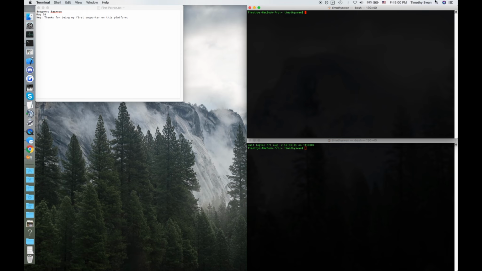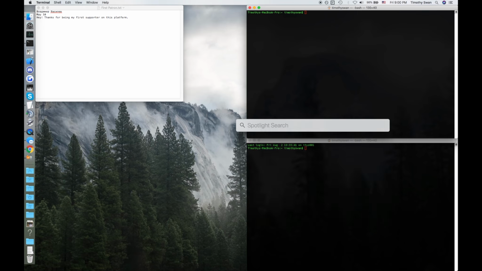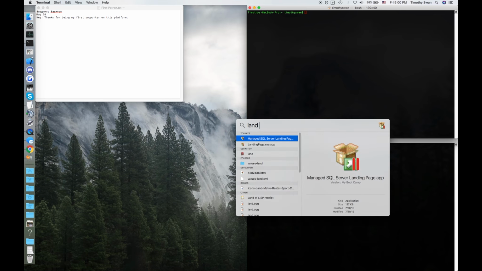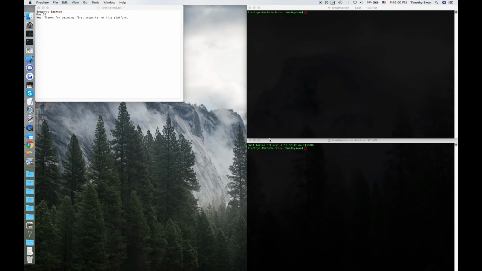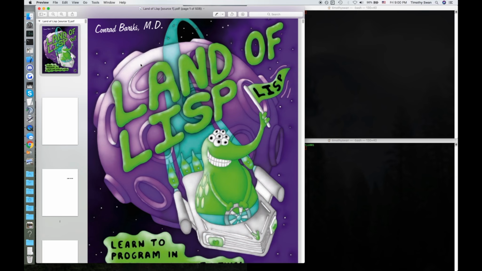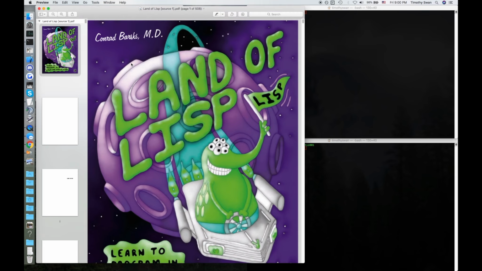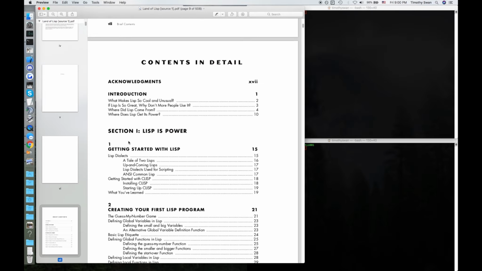There's actually a book. I want you guys to look this up sometime. It's called Land of Lisp. It's written by Conrad Barski. I actually had the paperback hard version of the book, but here's a PDF right here. Conrad Barski, medical doctor. Yeah, he wrote this book. It's actually really kind of funny.